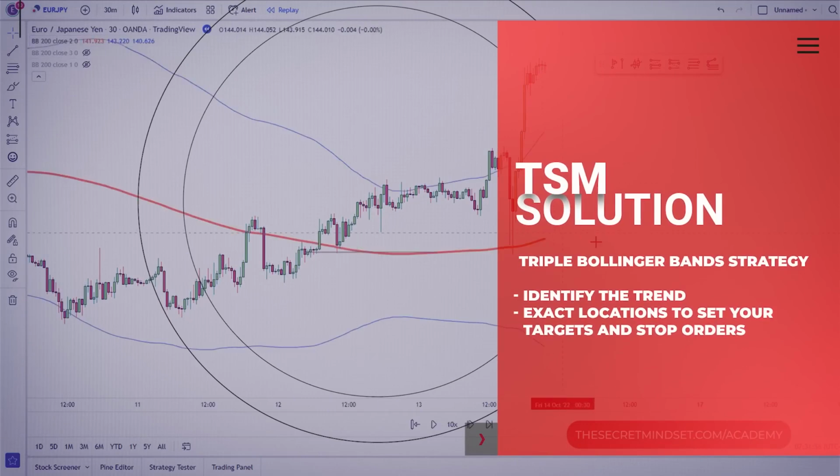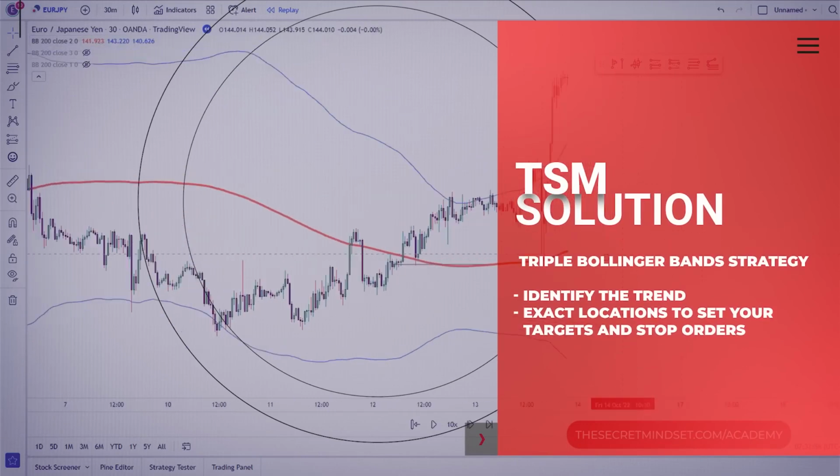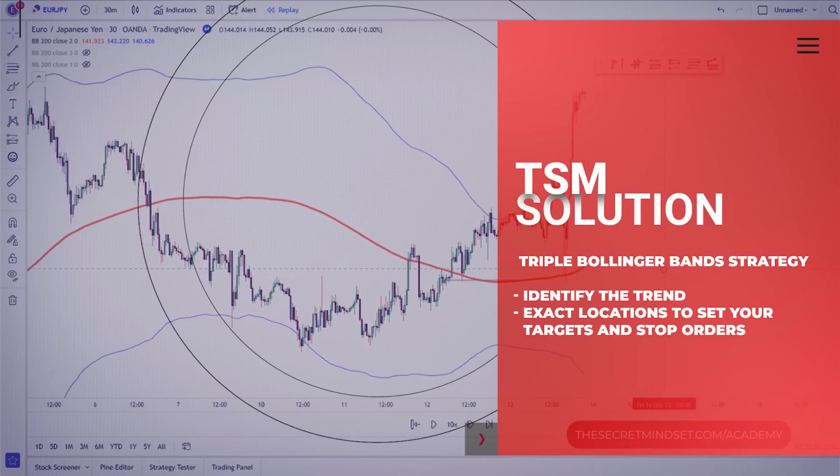It involves using Bollinger Bands, and it will help you find the trend in a second, and you'll know exactly where to set your targets and stop orders.